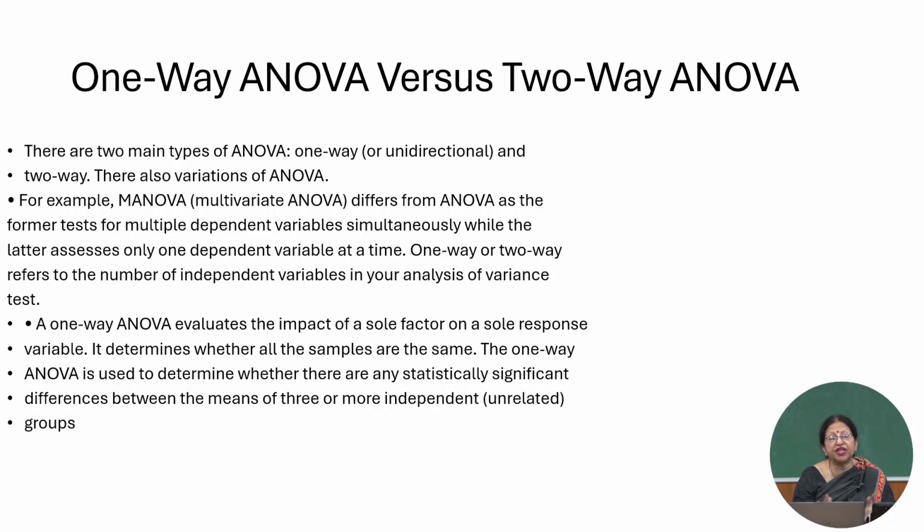MANOVA is multivariate ANOVA; one-way ANOVA and two-way ANOVA are very well explained by now. You would have understood that when we are using one independent variable, it is one-way ANOVA. When we are using two variables or more than two, then we make use of two-way ANOVA. And when there are multiple dependent variables, then we are using MANOVA.